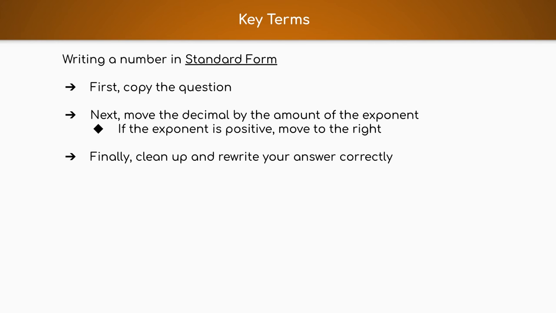Next we have writing a number in standard form. Standard form is going to be the numbers that we're familiar with. These are numbers that do not have an exponent. So first we're going to copy the question. Next, we're going to move the decimal by the amount of the exponent. If the exponent's positive, we're going to move it to the right. Then finally, we're going to clean up and rewrite our answer correctly because it could get a little messy.